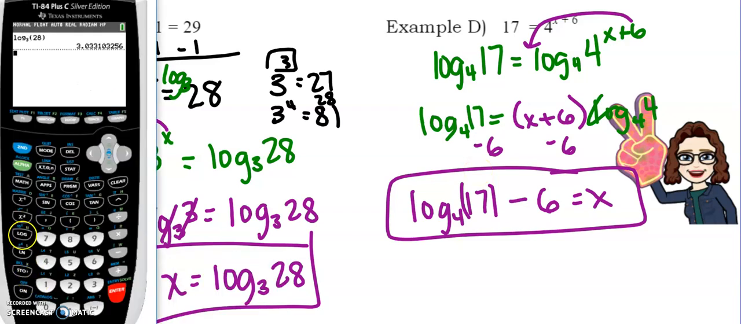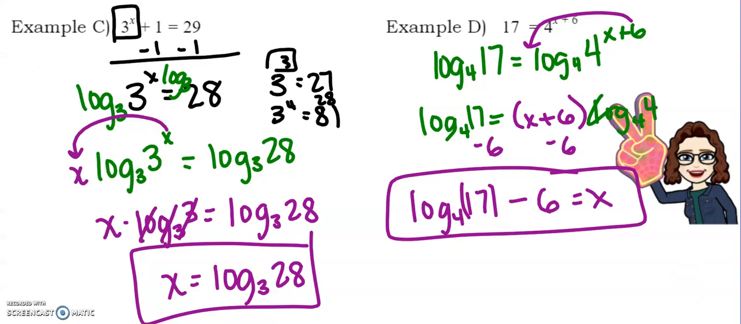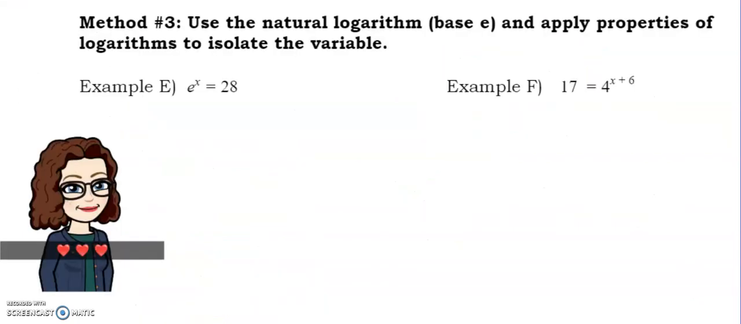So to check my calculator, into math, log base 4 of 17, yep, just greater than 2, and then minus 6. So I could get an answer of negative 3.956 if I wanted to. But leaving them with logarithms is actually okay, and it's a more exact answer than rounding with decimals.